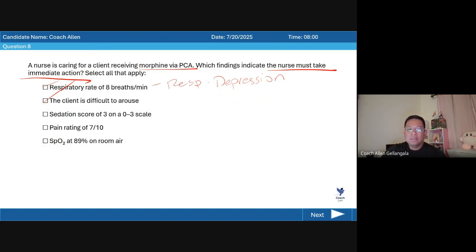Sedation score of 3 on a scale of 0 to 3. Okay, in a sedation score, non-responsive to pain, non-responsive to voice, non-responsive to vigorous stimulation. Yes. That's an indication of full sedation or possible coma associated with overdose. Pain rating of 7 to 10. Is that something that we need an immediate action for?